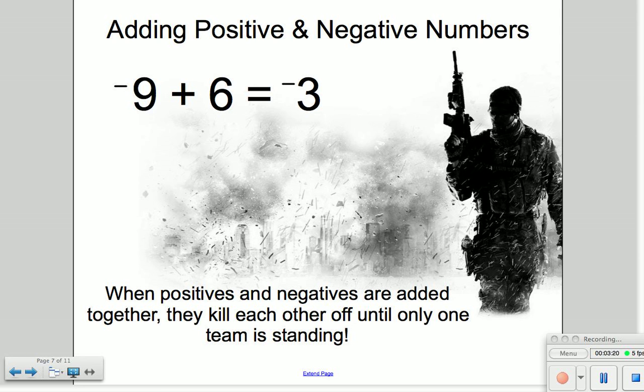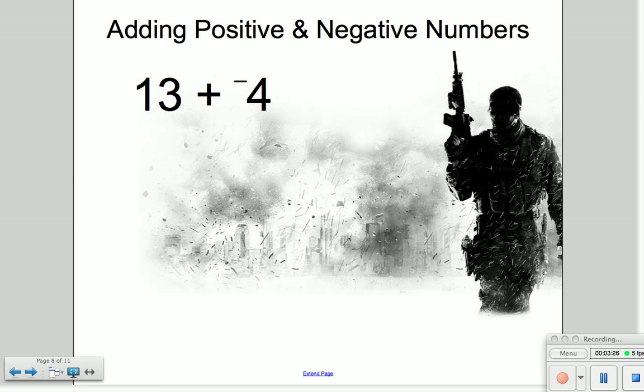So when positives and negatives are added together, they kill each other off until only one team is standing. All right. Now this is how you can think about it.